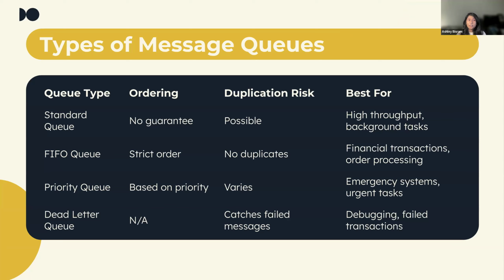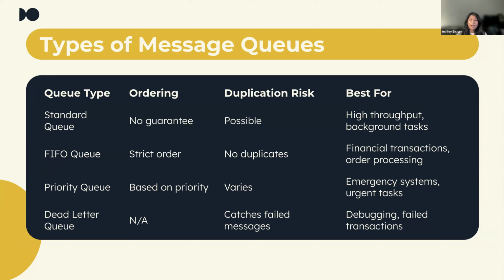First, we have the standard queue, which is all about speed and scalability. It allows messages to be processed quickly and in parallel, but there is a trade-off in that messages might be delivered out of order, or there is a possibility of duplicate messages. This makes it really great for high throughput systems such as log processing, background tasks, or notifications, where the order isn't critical, but the performance is.